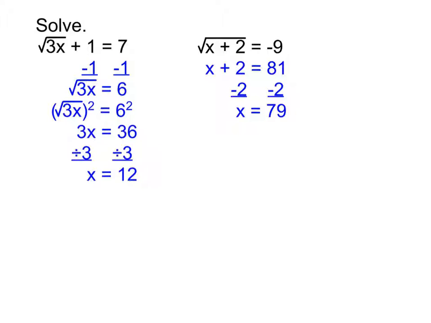For that one, we start by squaring both sides. And then I move the 2 over. We get x equals 79. If I take that 79 and plug it in, well, 79 plus 2 is 81. The square root of 81 is 9.